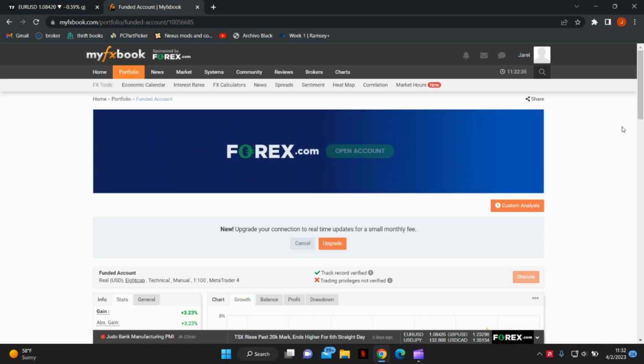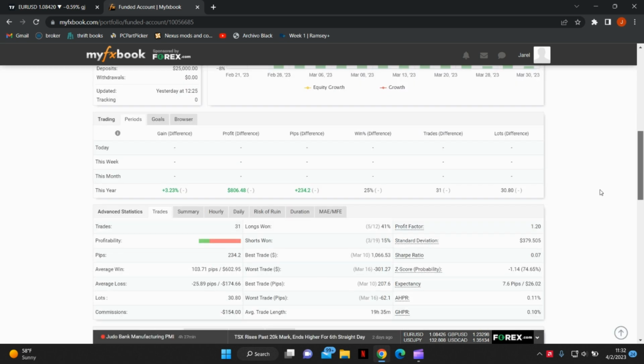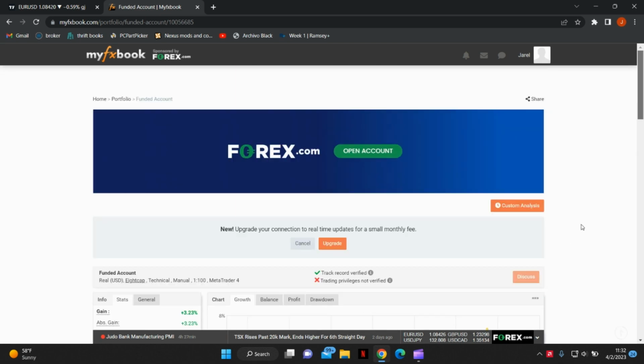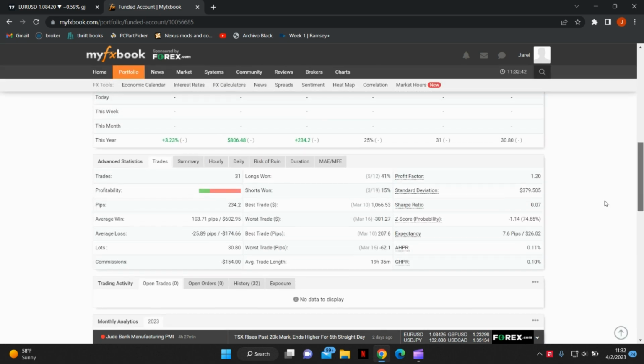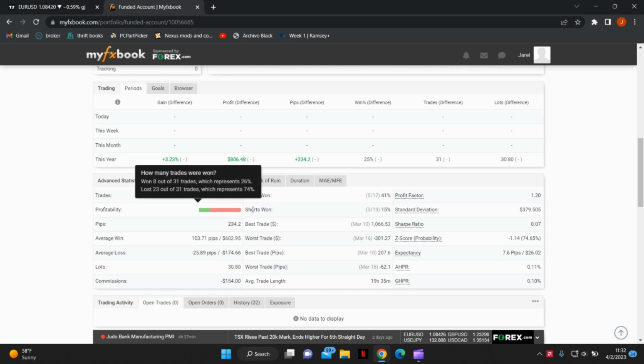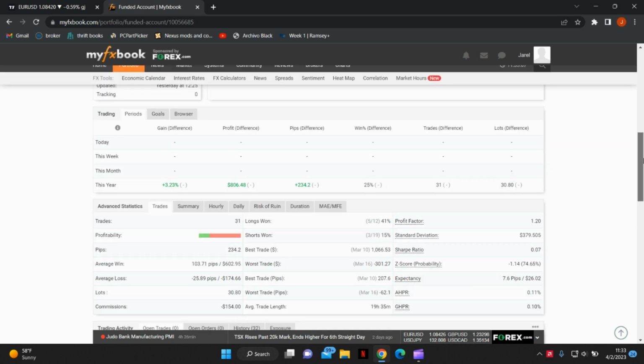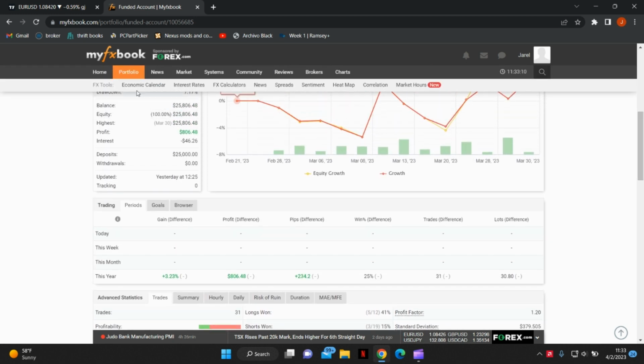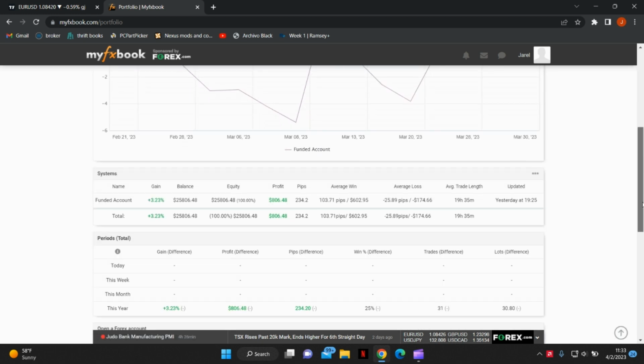Funded account. Well, I guess y'all can see right here the trades I took: longs one, shorts one, how many pips, my best trade, how much money I made on my best trade, average wins, average losses, all of that. I like the first page better. I like this page right here.